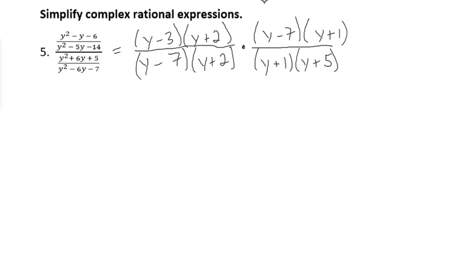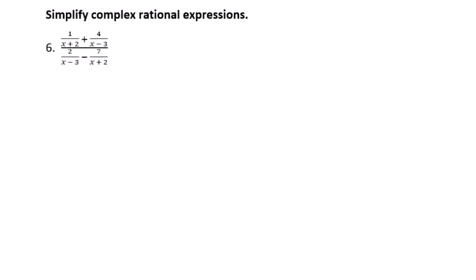All right. And so all these factors on top can cancel with all the factors on the bottom. So y minus 7s are gone, y plus 2s are gone, y plus 1s are gone. And what we are left with is a y minus 3 on top and a y plus 5 on bottom. All right, let's look at another example.